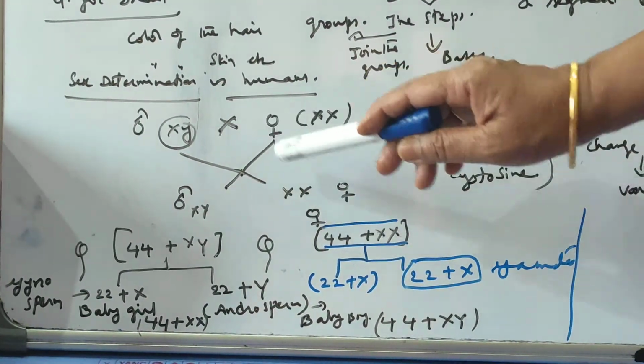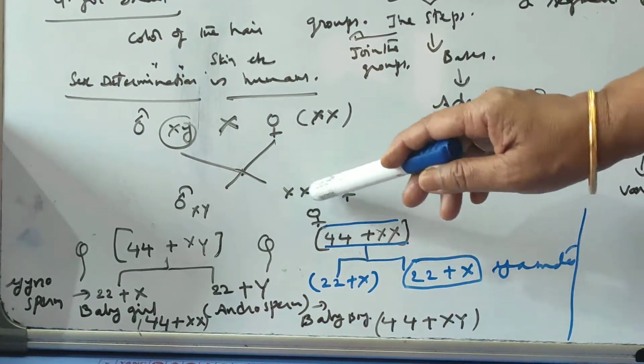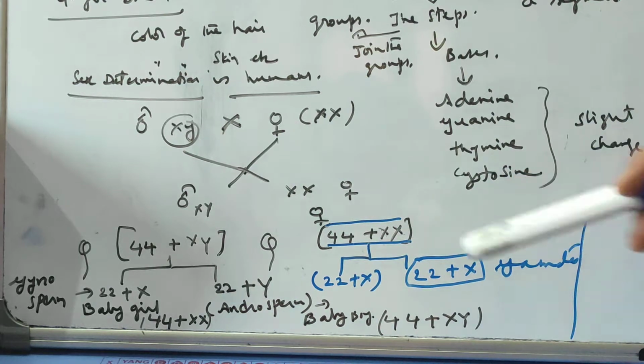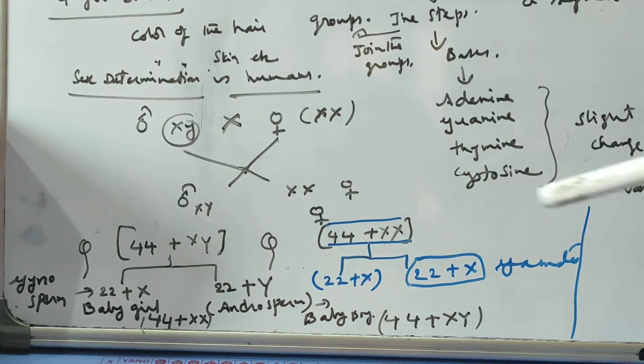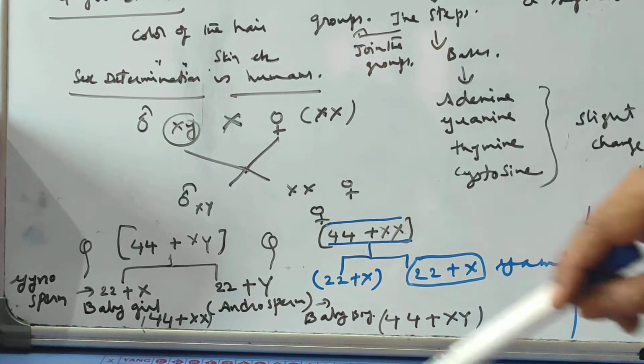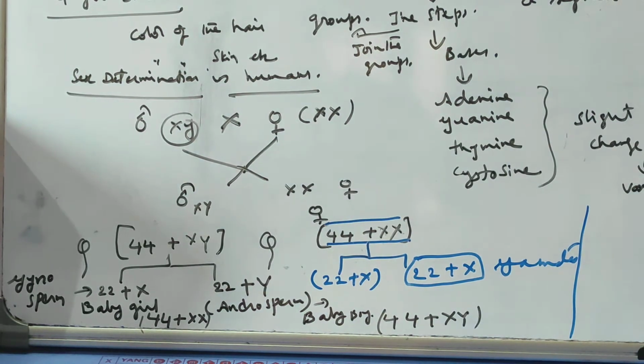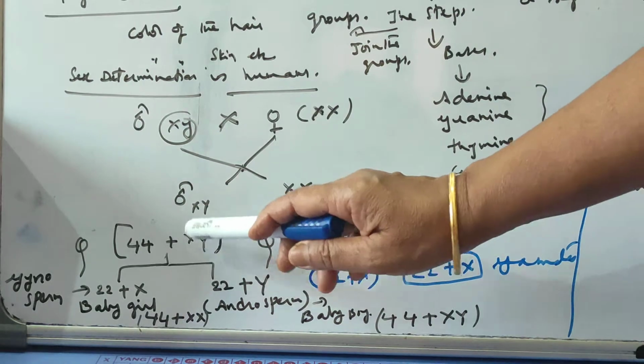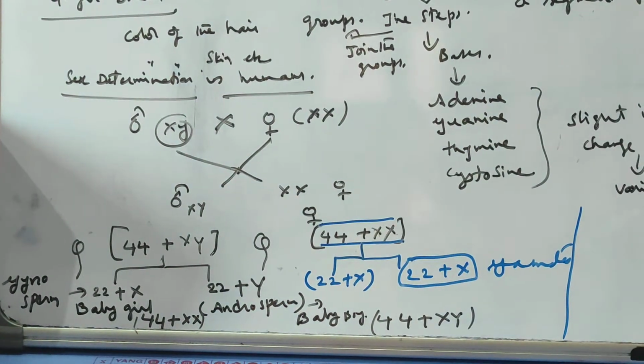In the female, there are 44 chromosomes, that is 22 pairs, and one pair is the XX sex chromosome. So this is the sex chromosome, this is sex determination, and this is the sex determining gene. And this 44 plus XY, how this is divided, let us see first.